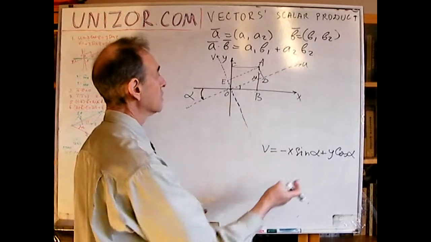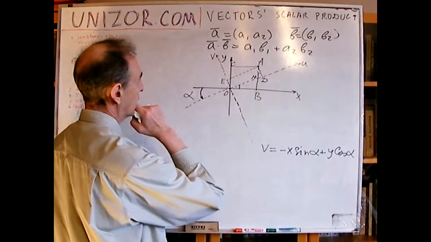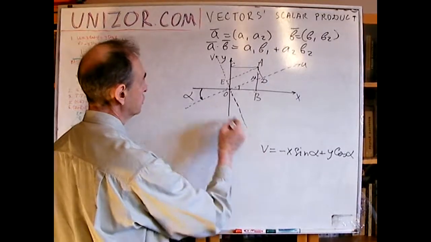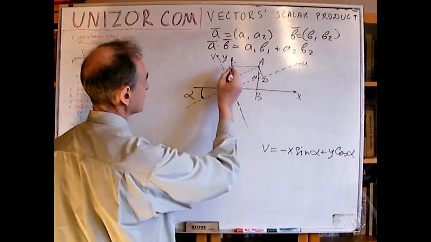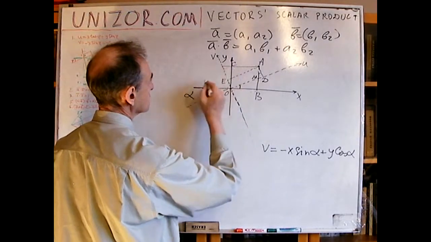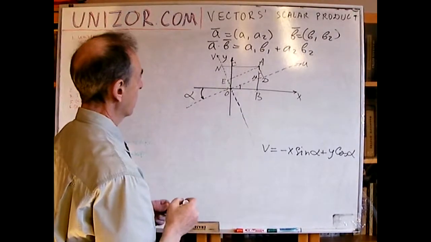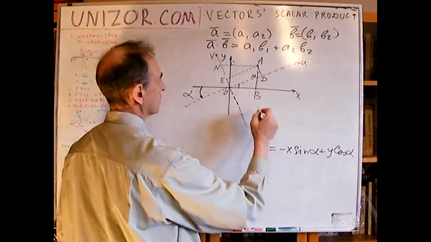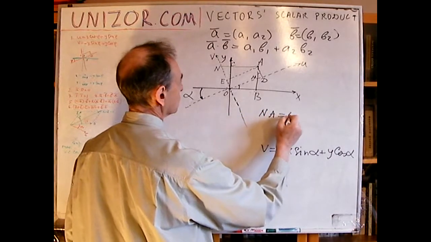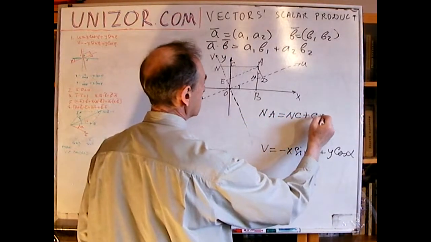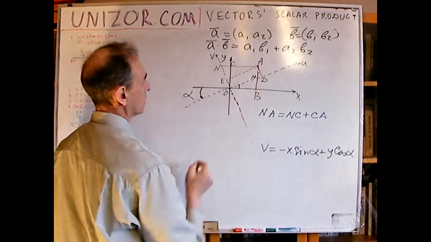So v we have already expressed. Now let's talk about u, this one. Okay, here's what I suggest. Let's just continue this line to point N, let's say. Now, I know that NA is equal to NC plus CA. NA is equal to NC plus CA, right?